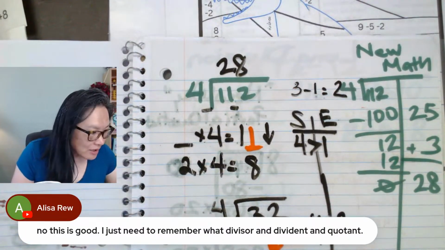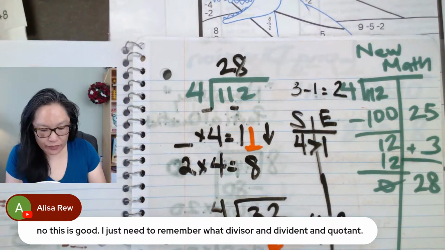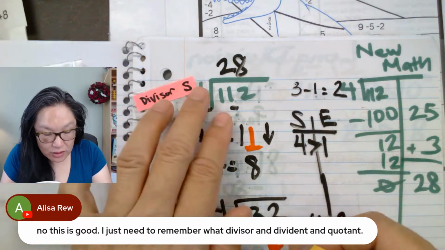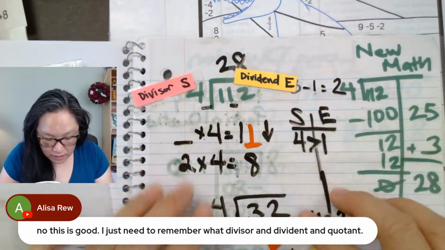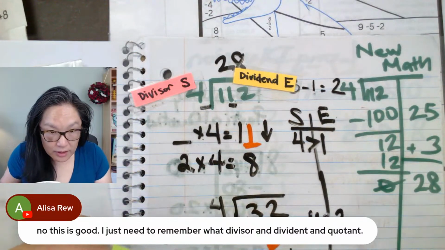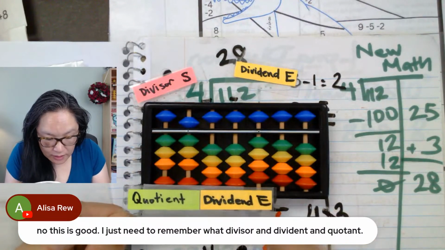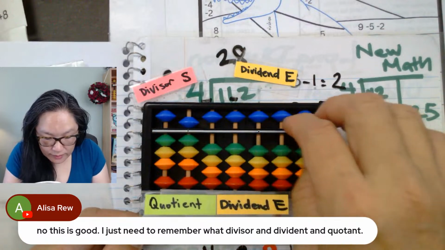Yeah, that's why I try to label it. That's like in my lives, I try to label it, right? Divisor and dividend, and then what happens on the quotient happens on the actual abacus. And then our dividend moves as we subtract.